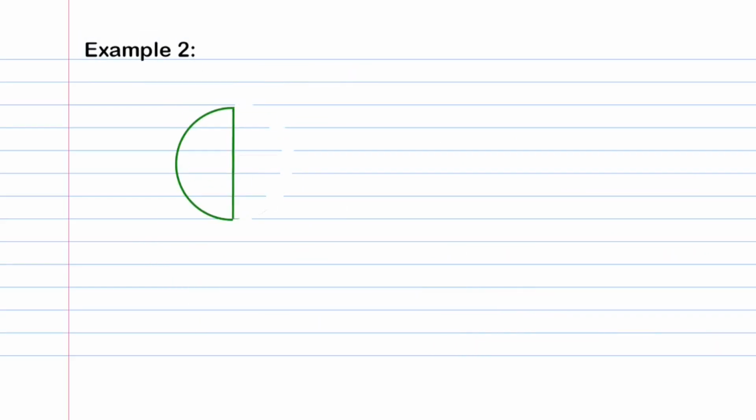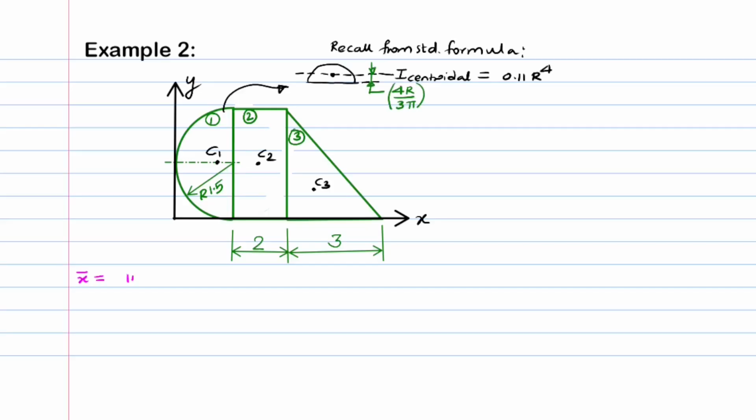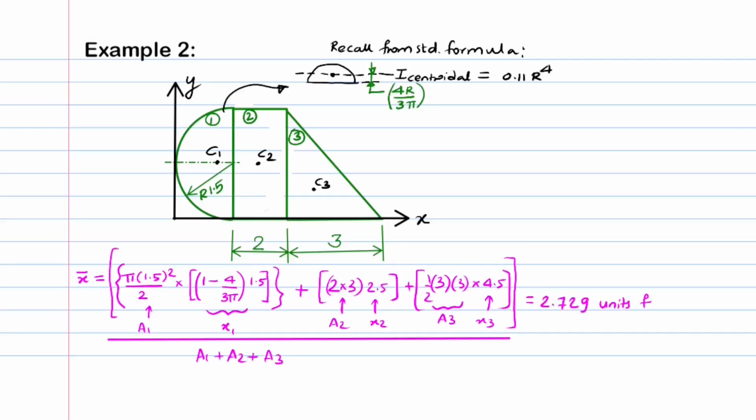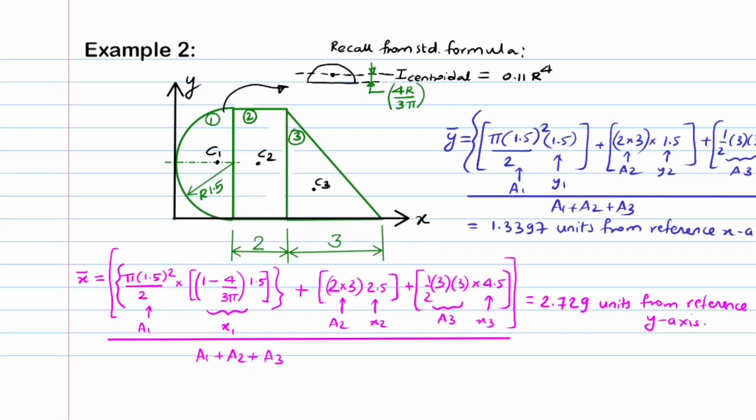Let us now consider another example. The given figure has three basic shapes and all areas are added together to form the complex shape. The horizontal distance of the centroid of the whole section from the reference y-axis, that is x bar, is found to be 2.729 units. Similarly, the vertical distance of the centroid of the whole section from the reference x-axis, that is y bar, is found to be 1.3397 units. You may pause the video at this instant and observe the values being used for more clarity. The values of the centroid may be rounded up to 2 decimal places for convenience.